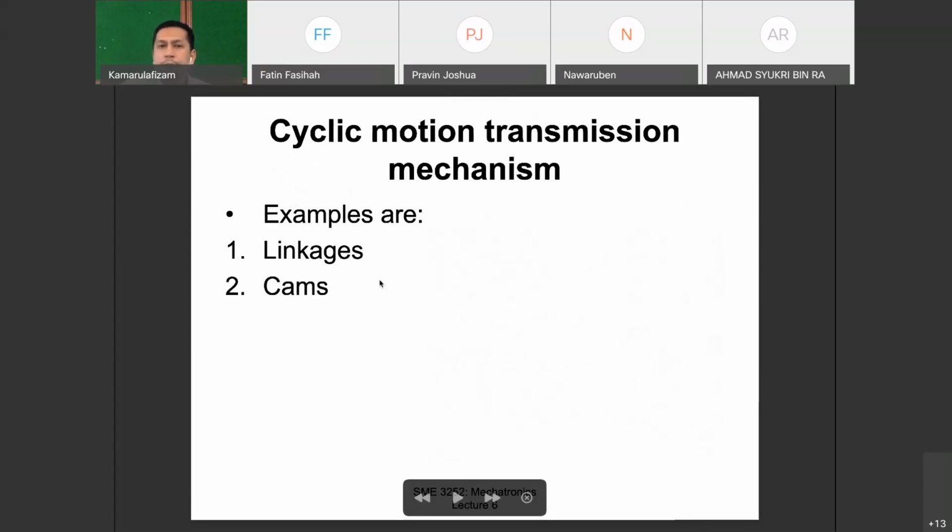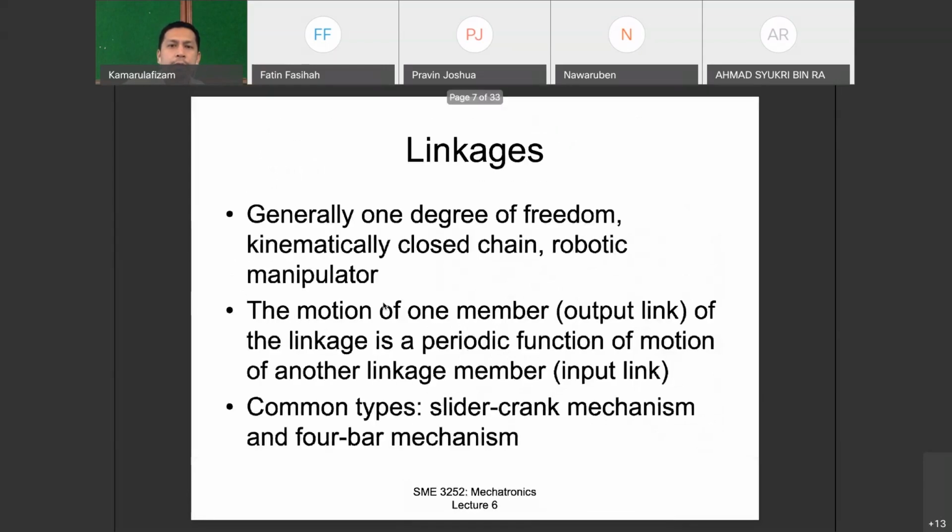And the last one, I think we have cyclic motion transmission. Okay, kat sini you have linkages and clamps lah yang as the effect of cyclic motion. So normally 1 degree of freedom, kinematically closed chain and robotic manipulator.